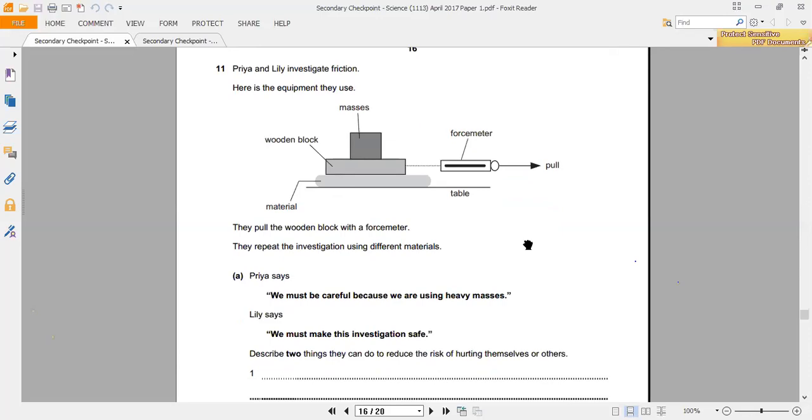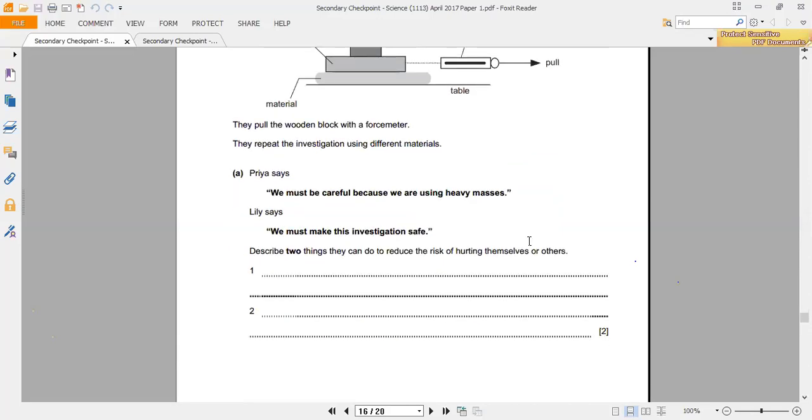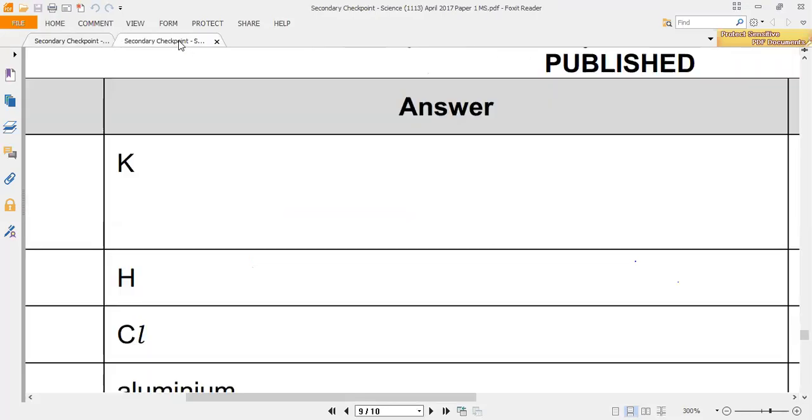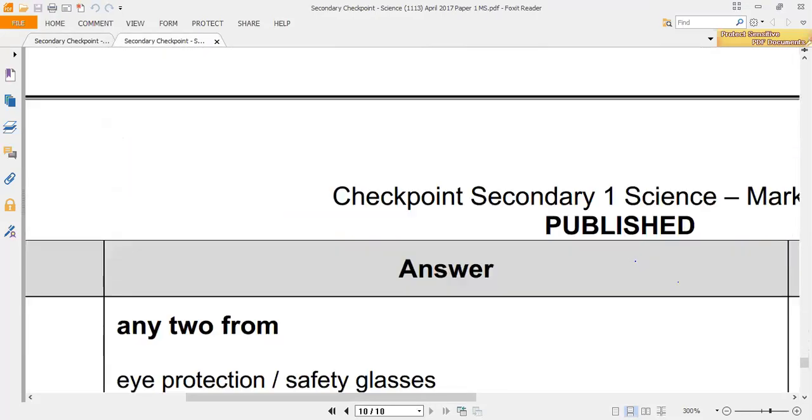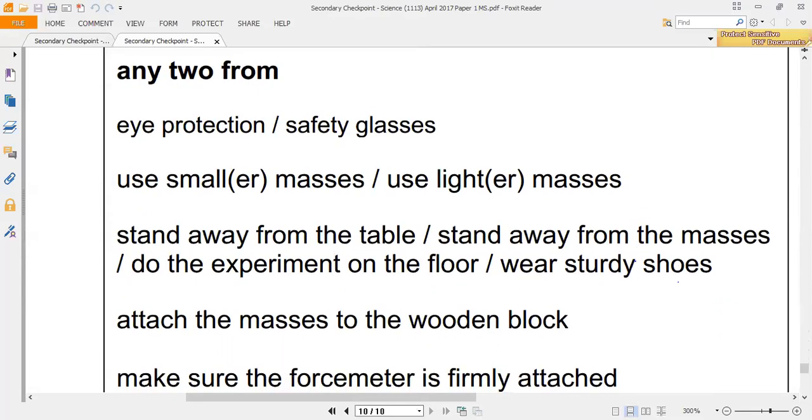A, Priya says we must be careful because we are using heavy masses. Lily says we must make this investigation safe. Describe 2 things they can do in order to reduce the risk of hurting themselves or even others. And you're going to be graded out of 2. So you have to mention 2 accepted valid marking points. If you go to the mark scheme here, it's written that any one of those will be accepted. So I'm telling you that any logical, consistent, relevant answer will be okay.